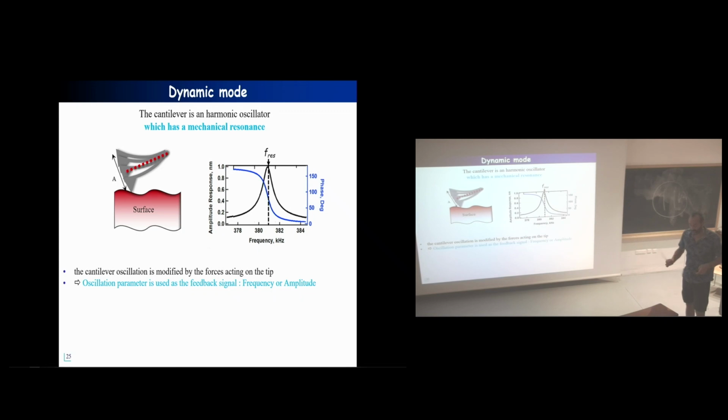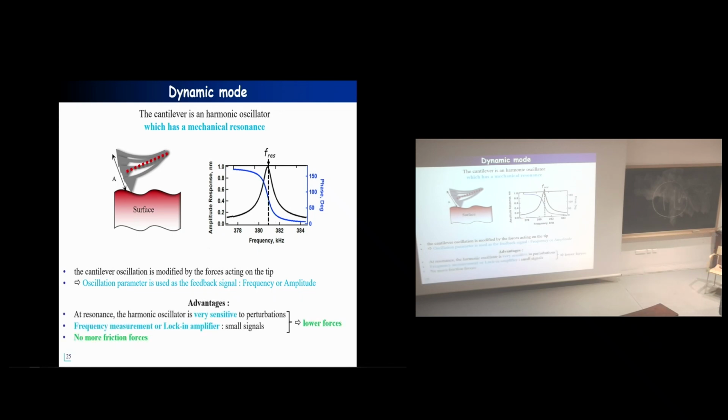In this situation, you don't just drag your tip on the sample. You are going to use the properties of the harmonic oscillator the cantilever is. So it's a harmonic oscillator, so it has a mechanical resonance. And the cantilever oscillation is going to be modified by the force acting on the tip. This is the general principle. So here, the feedback parameter is not deflection anymore, but an oscillation parameter, either the frequency or the amplitude of the oscillation.